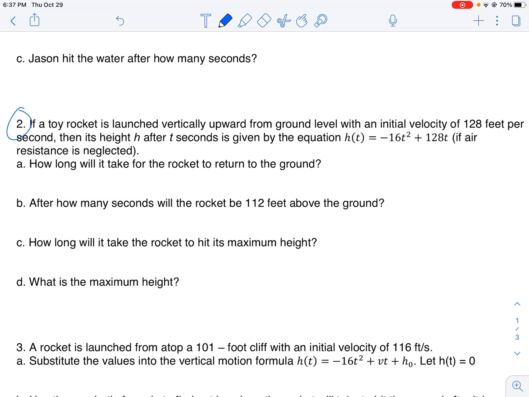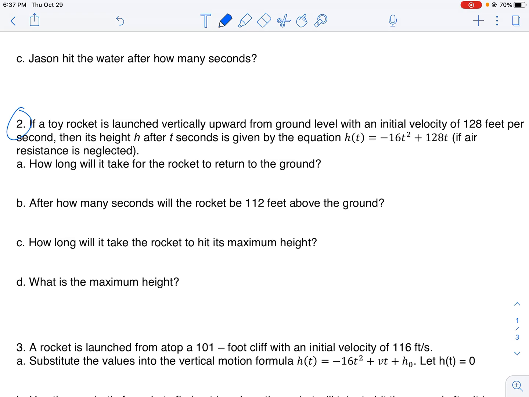It's about a toy rocket that got launched vertically from ground level with an initial velocity of 128 feet per second. If you put those numbers into your projectile motion equation, the feet version of the equation, since your initial height, h of 0, is 0, there's no extra term there. But we fill these in into our equation. And the first question is asking how long will it take for the rocket to return to ground?